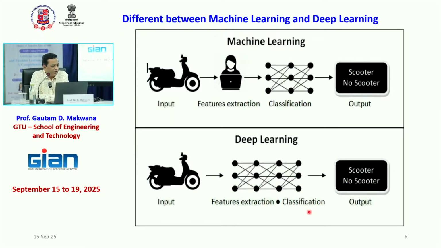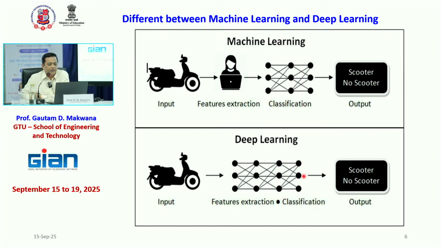Now, this is the machine learning point of view, and this is the deep learning point of view. In machine learning, there are four parts: input, feature extraction, classification, and output, for example whether the input is a scooter or not a scooter. But in machine learning, the feature extraction is done manually and the data set is small. In deep learning, the data set is large, and the feature extraction is done by the computer, by programs. So there is no human intervention in the feature extraction part of deep learning. So there is a basic difference between machine learning and deep learning.